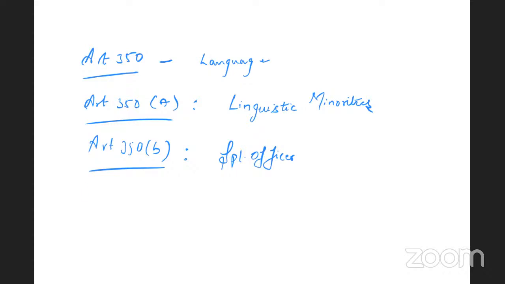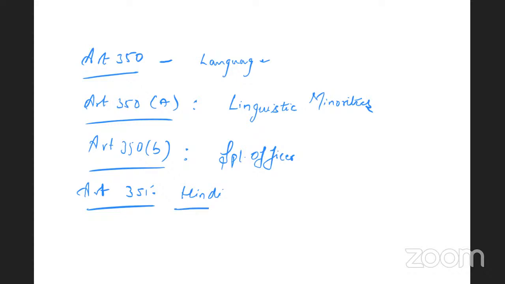Then you have Article 351. This is an idea of Nehru. The state is to promote the use of Hindi as a common language throughout the territory of India, and also to develop Hindi as a link language between the union government and the state governments. So this is about promotion of Hindi.